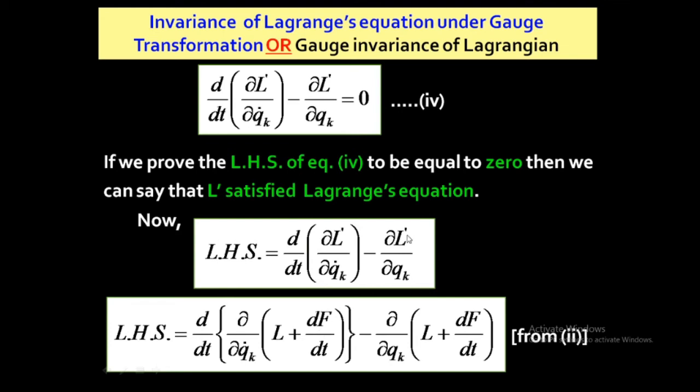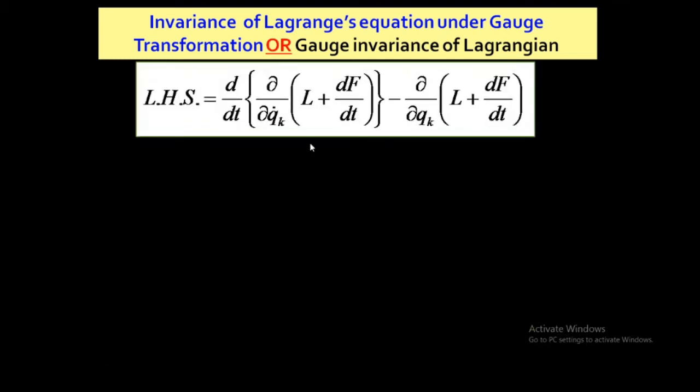Here also, in place of L dash, I am putting L plus df by dt. Why? Because L dash means the gauge function, and the value of the gauge function is L plus df by dt, where f is an arbitrary function. From equation number 2, I have put these two values. Again, I am considering the same equation on the next slide: d by dt del by del q k dot of L plus df by dt minus del by del q k of L plus df by dt.